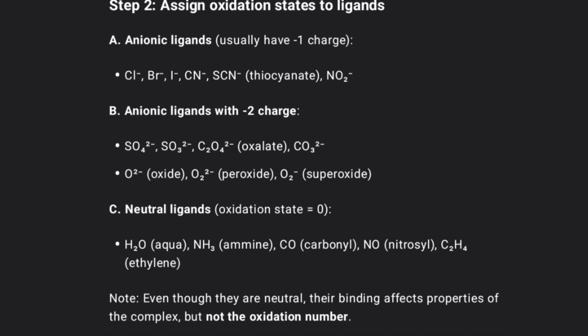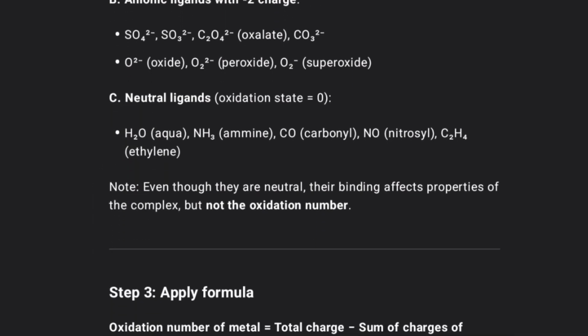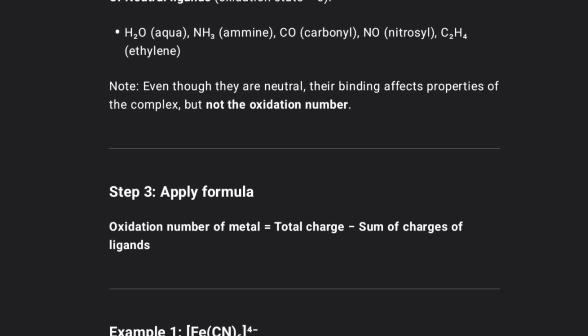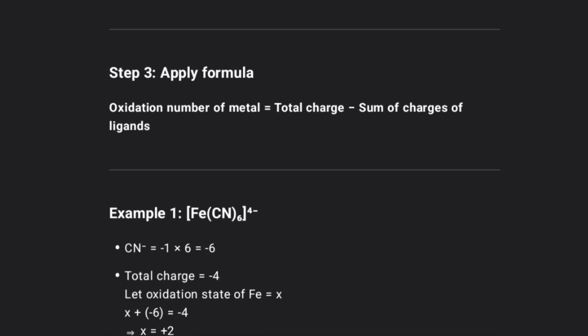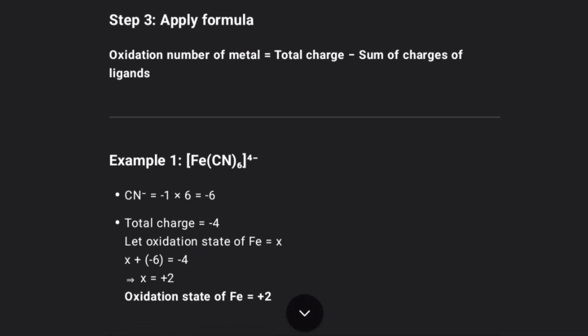Note, even though they are neutral, their binding affects properties of the complex, but not the oxidation number. Step 3. Apply the formula: oxidation number of metal equals total charge minus sum of charges of ligands. Example 1. Fe(CN)6, CN is -1, 6 equals -4.